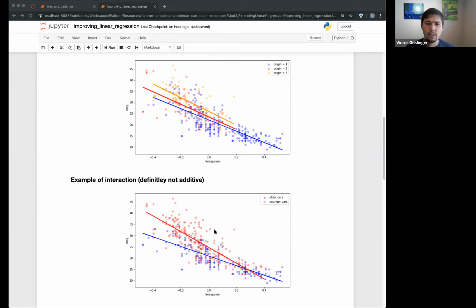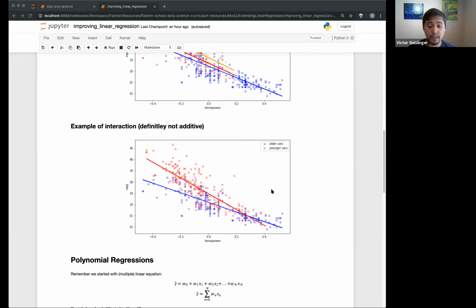So there's clearly an interaction here, and the confounding factor is between older cars and younger cars, basically the age of the cars, and the horsepower. So that's what's going on here.